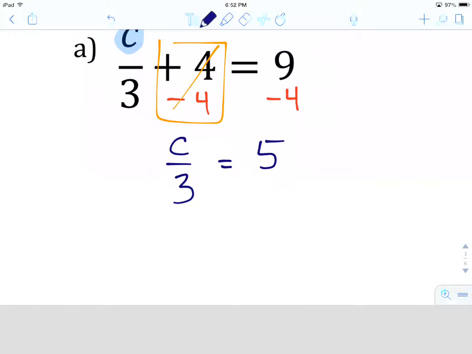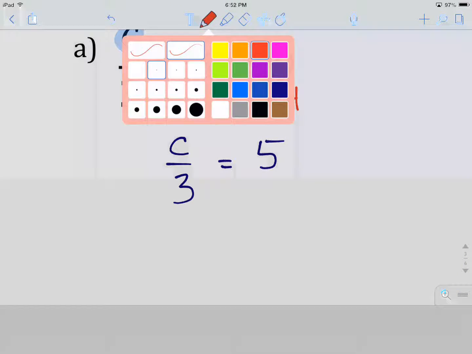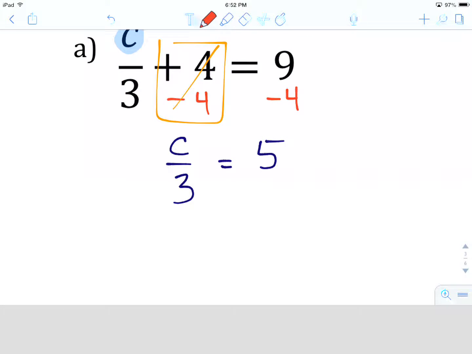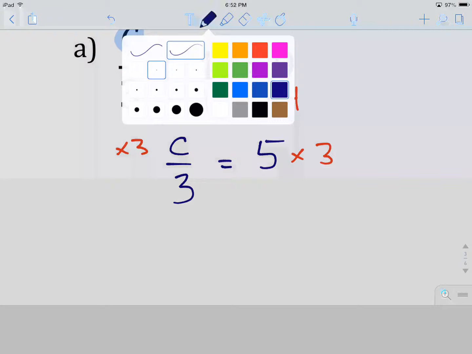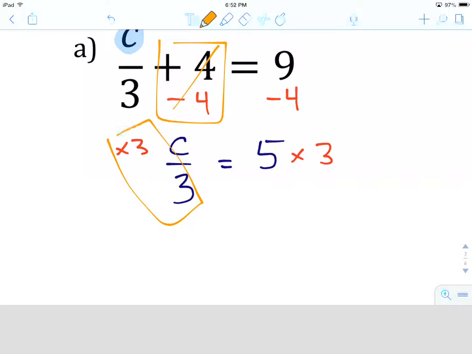So we still have c being divided by 3. How do we undo divide by 3? What's the opposite operation to divide by 3? It is to multiply by 3. But we need to do that to both sides of our equation to maintain equality. So these two operations, multiply by 3, divide by 3, they have undone each other. That leaves us with c equals 5 times 3, which is 15.